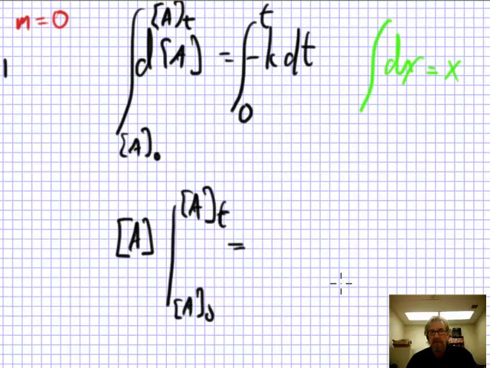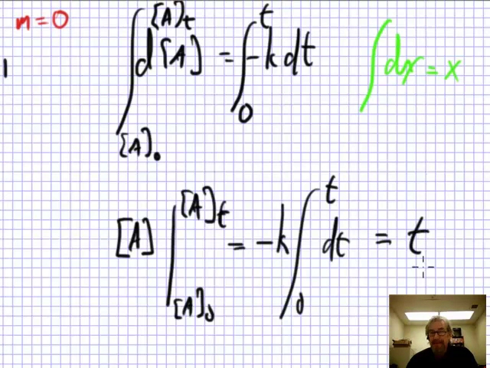The right-hand side could be rewritten this way. I could pull out the negative 1 and the k, because those are constants, and then integrate dt from 0 to t. And once again, the integral of dx is x, so the integral of dt is just t. And so if I integrate this, what I've got is just t times negative k, minus k times t, evaluated from 0 up to time t.